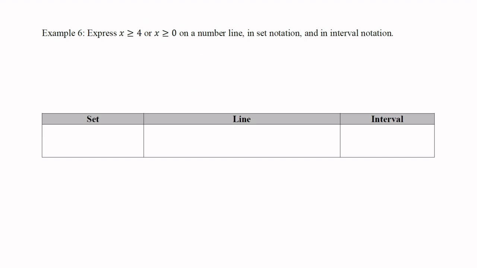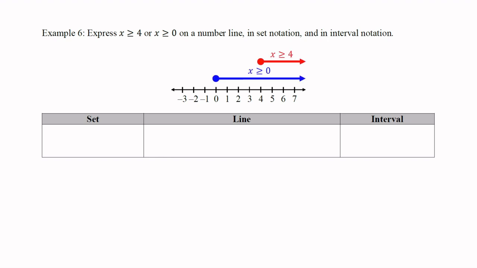In this example, we are going to express this OR statement. So we are going to sketch out the two individual inequalities. And since this is an OR statement, we want every part of it. So x is greater than or equal to 0 will take care of all parts because x is greater than or equal to 4 overlaps x is greater than or equal to 0. So x is greater than or equal to 0 will include all of our solutions, including those from x is greater than or equal to 4.